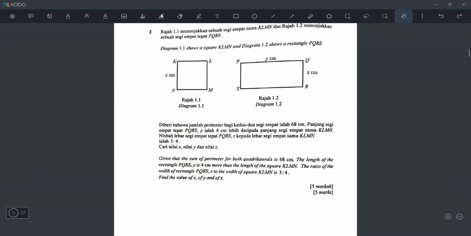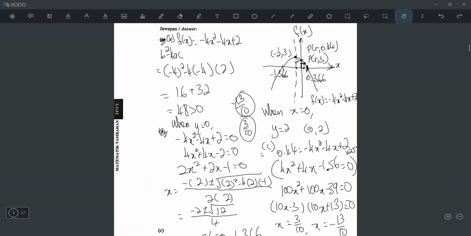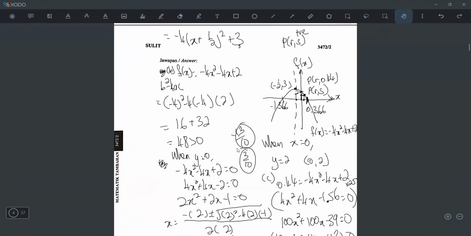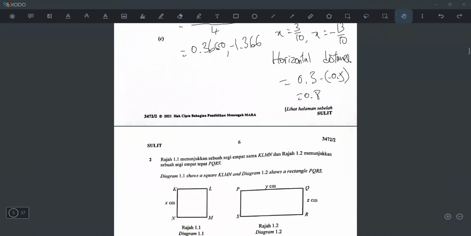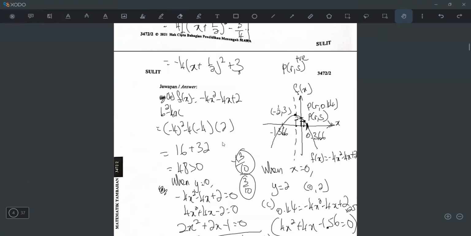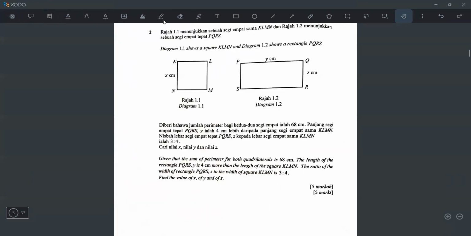Let's go to number 2. Okay, wait. Before that, let me check with the answer scheme. 0.53. Yes, correct. Okay, all right. So I think I did everything correctly. Yep. Let's go to number 2.